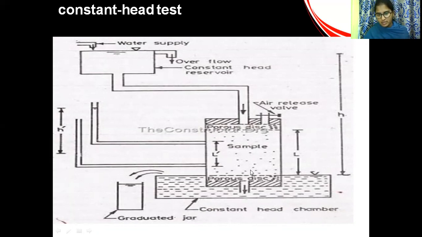The soil sample consists of a mold. In the mold, one porous stone is at the top and another porous stone at the bottom. In between the two porous stones the sample is inserted. This is a more permeable soil, and this test is useful for more permeable soil. So the soil is there, with a porous stone on top and a porous stone at the bottom.